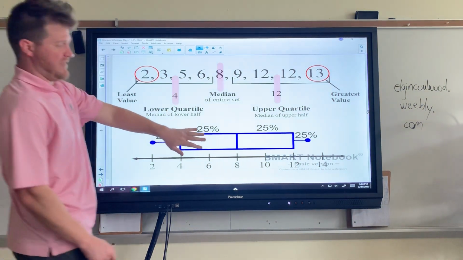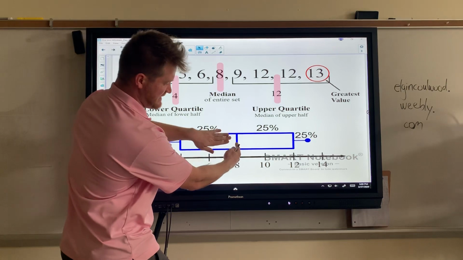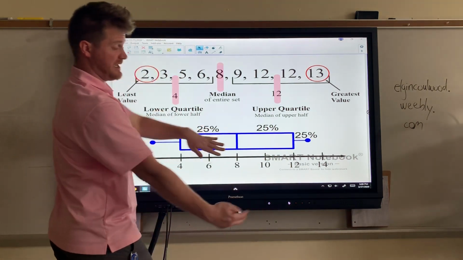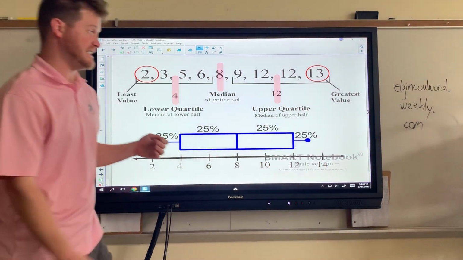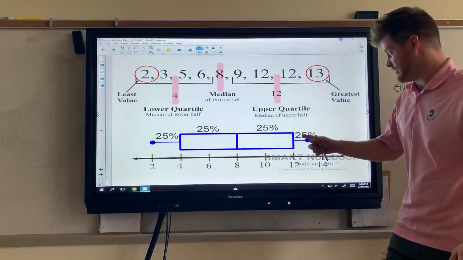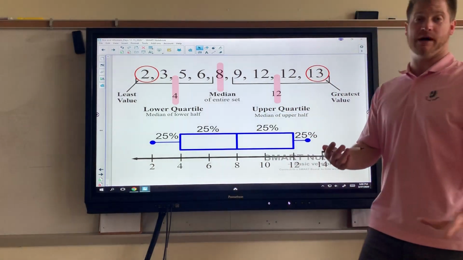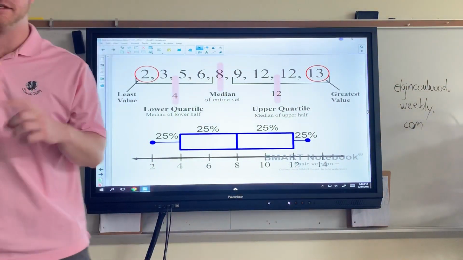So, if they asked how much of the data is to the right or greater than the median, it'd be 25 and 25, that'd be 50%. If they said how much of the data is less than quartile 3, it'd be 25, 25, and 25, so that would be 75%. So just know that each little section is worth 25%.